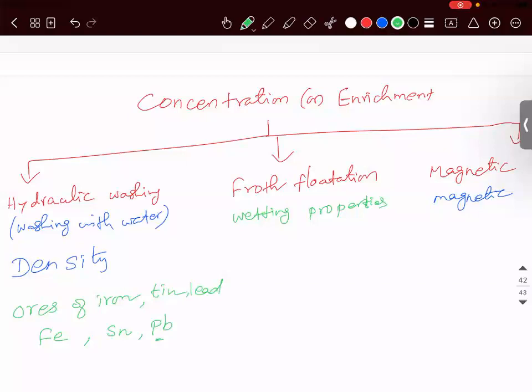And then froth flotation: mostly the sulfide ores, the ores of copper, zinc, and lead, for example the sulfide of lead, galena. And then magnetic separation: you can purify the ores of iron, for example hematite.